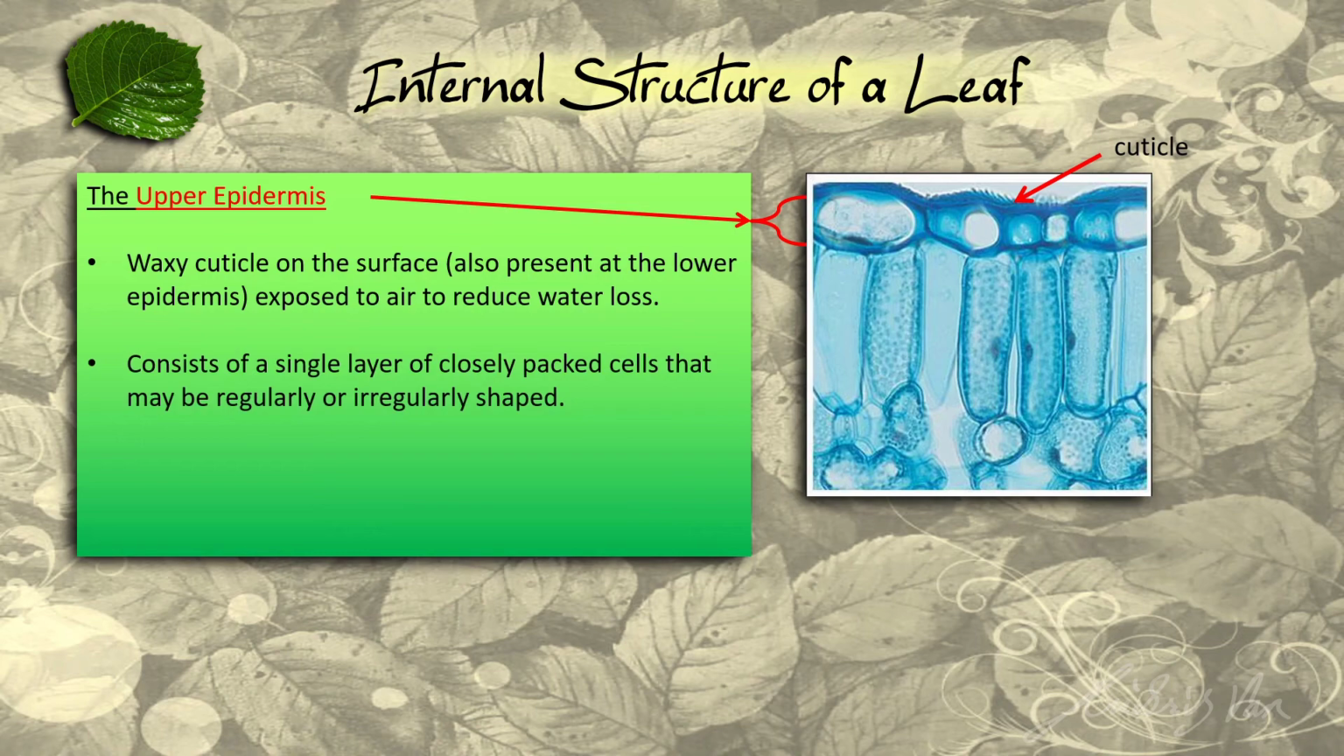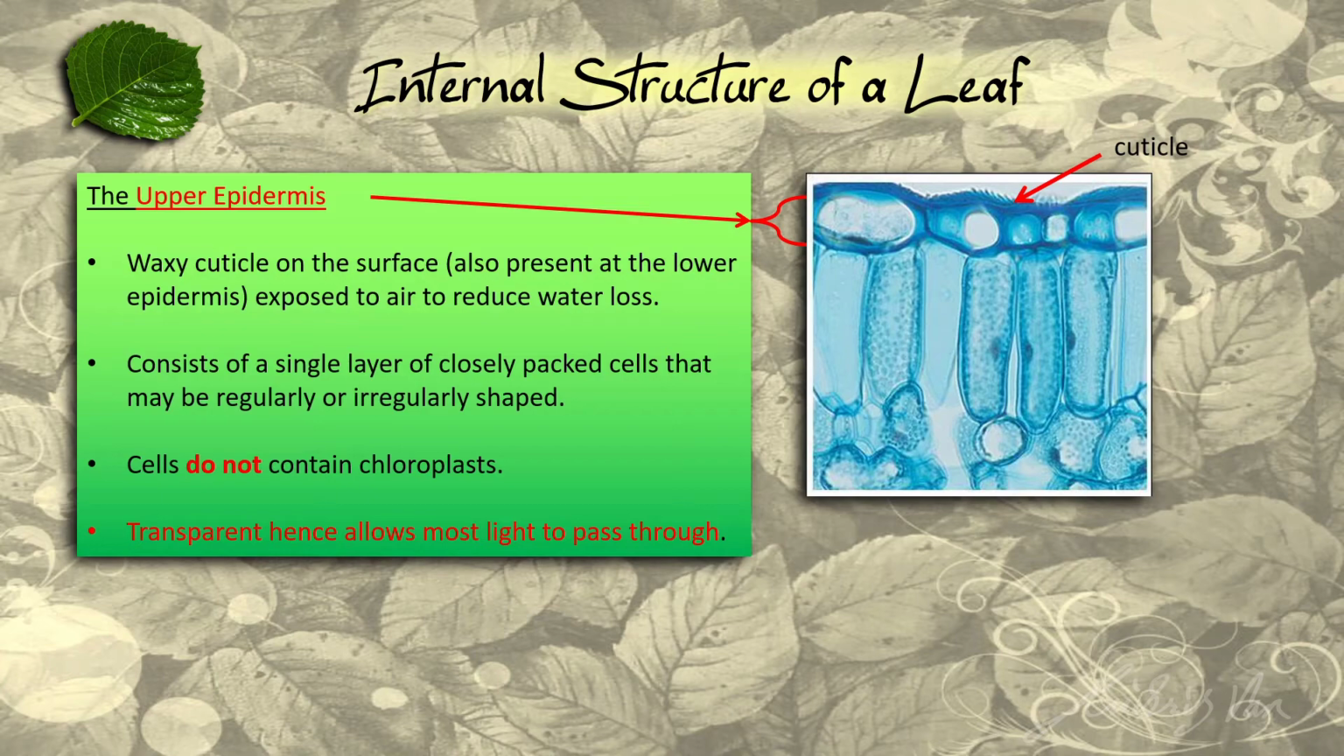These upper epidermis cells are closely packed. They may be regular or irregular in shape. They do not contain any chloroplast. This one is important, you must take note. Upper epidermis as well as lower epidermis cells do not have any chloroplast because their function is to allow the light to pass through, as they are transparent.